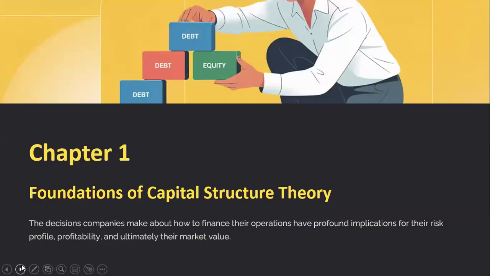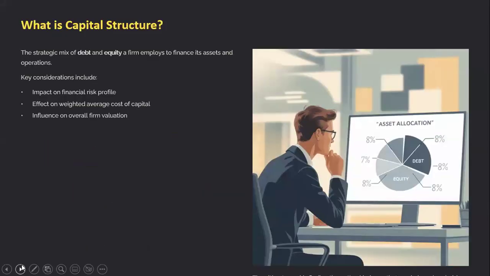Now, as per this, the decisions companies take are profound for financial risks. They talk about profitability, they talk about market value, and they talk about the mixture of equity and capital. What is a capital structure? Capital structure is a combination of different assets. It's a combination of source and application of capital money, where I need to analyze returns, I need to analyze risk, and I need to analyze the long-term associated value.